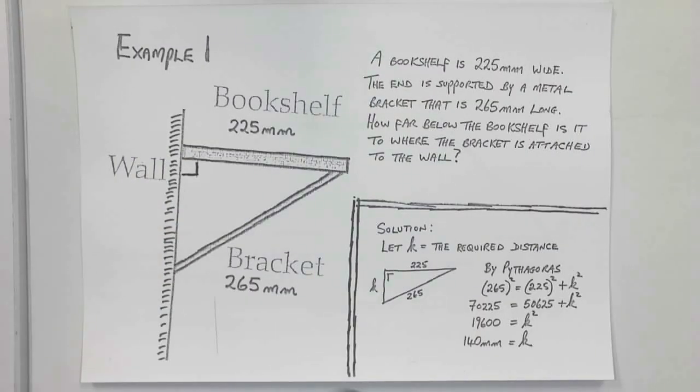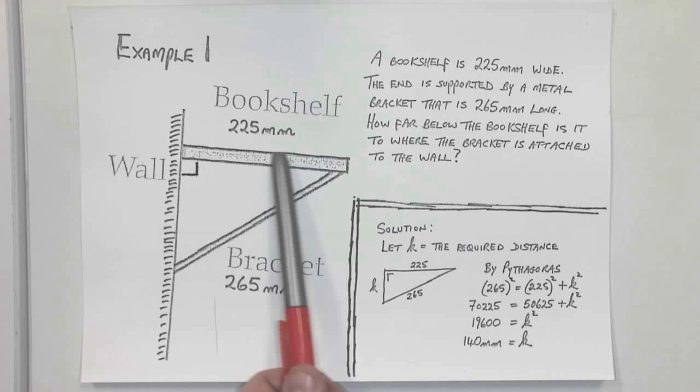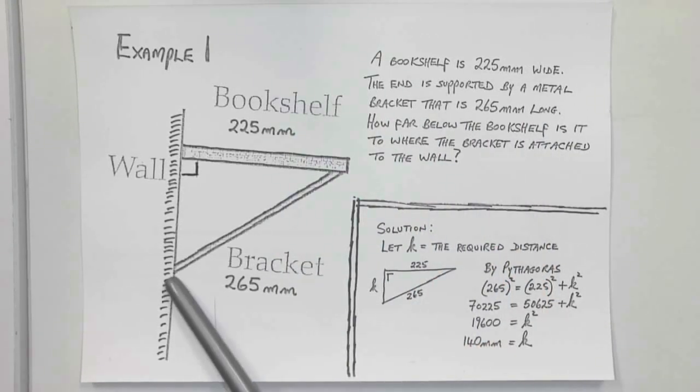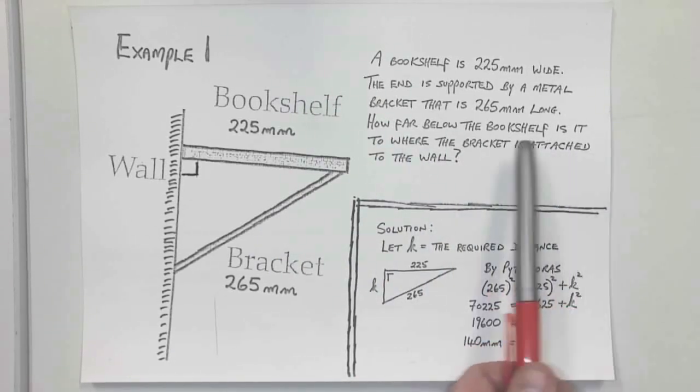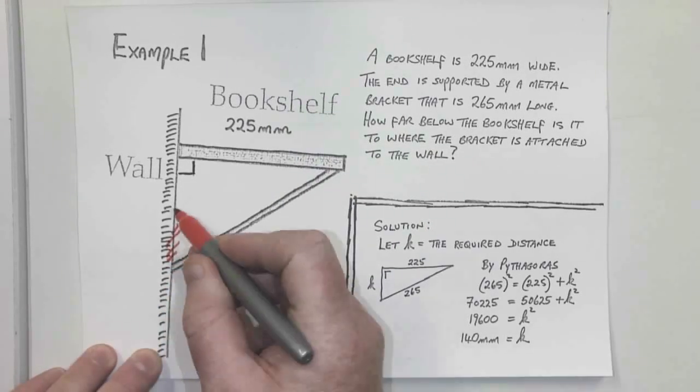What I've got here is just a straightforward, simple example that you would be well familiar with. A bookshelf is 225 millimeters wide. The end is supported by a metal bracket that is 265 centimeters long. How far below the bookshelf is it to where the bracket is attached to the wall? So you're looking for this distance here.